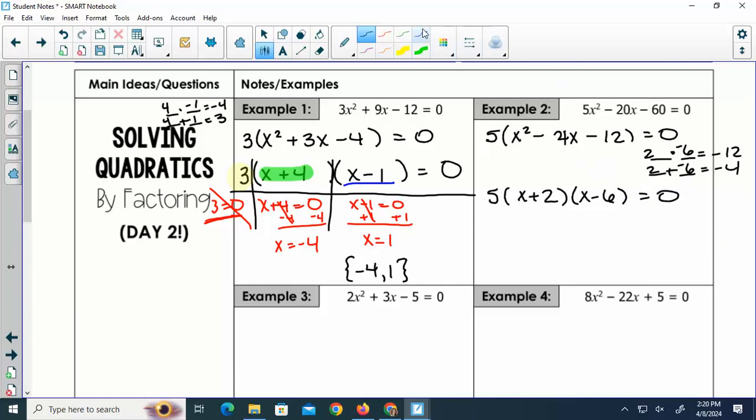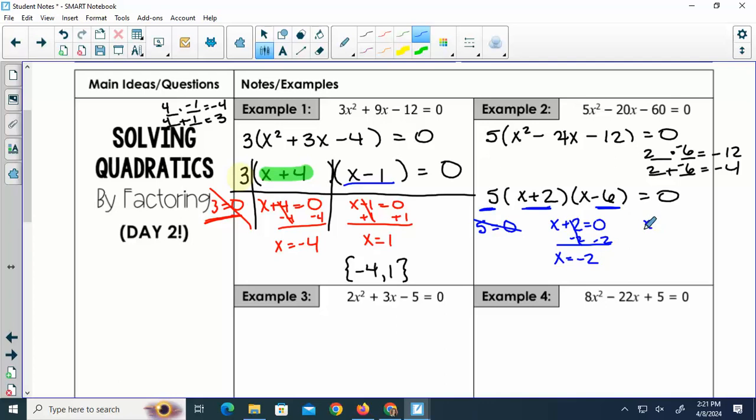So at this point, we have 3 different things multiplied. The only way to get 0 when you multiply is if one of the numbers is 0. So we just have to set each of those equal to 0. Can 5 ever equal 0? No, the number 5 is not the number 0, so we don't use that. This one, x plus 2 equals 0. We can solve for the x if we subtract the 2. So we get x equals negative 2.